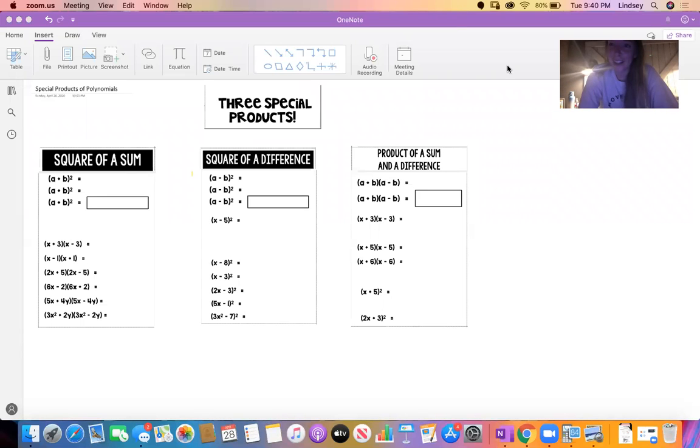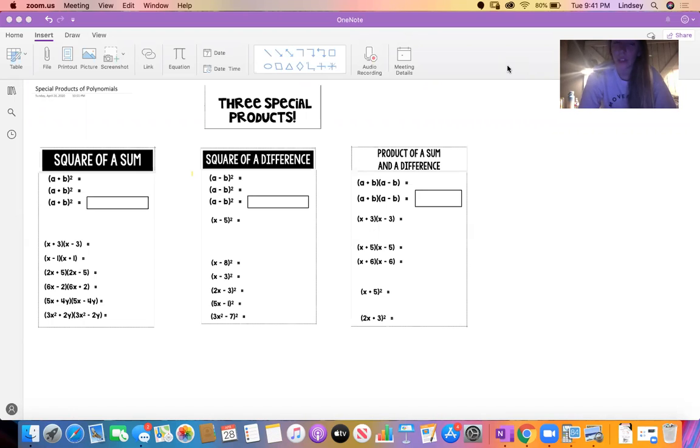Hey guys, all right, so today we are going to be continuing to build off of our understanding from yesterday of multiplying polynomials and all of that good stuff. And you're going to see how a lot of the individual skills that we've learned up until this point are going to tie into this.